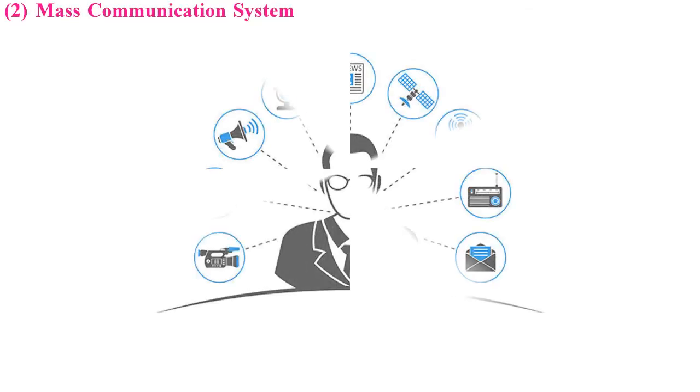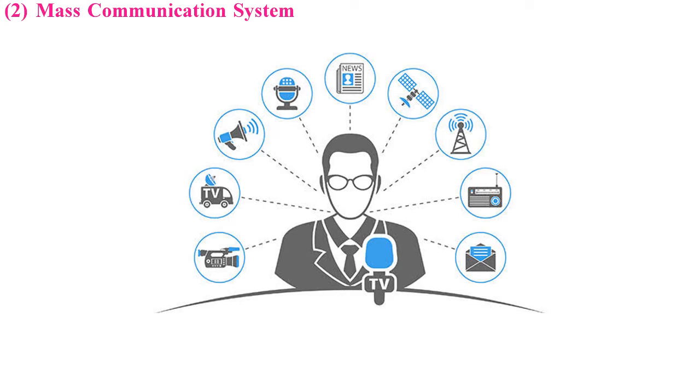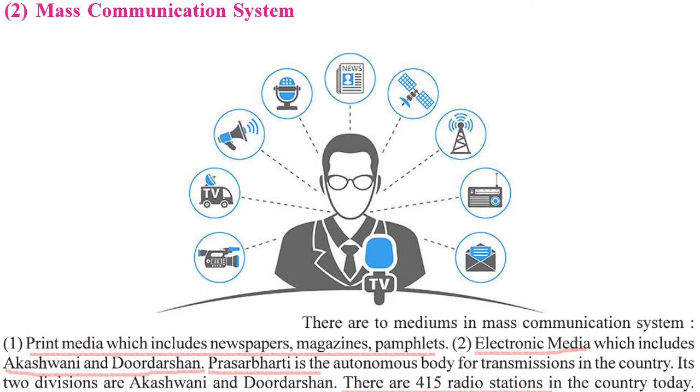Second is the mass communication system. That means one person communicating with many using tools. This picture depicts it all. There are mediums in the mass communication system. First is the print media, which includes newspapers, magazines and pamphlets. The second is the electronic media, which includes Akashvani, Doordarshan, etc.